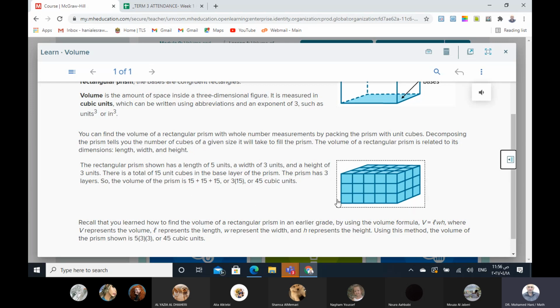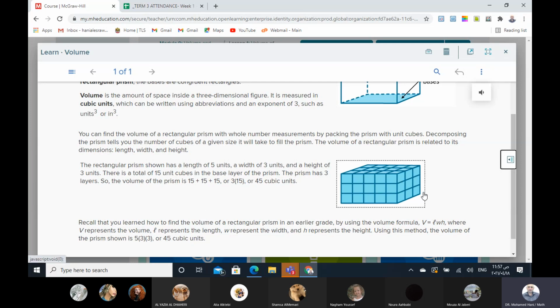For example, we have here this rectangular prism. The rectangular prism shown has a length of 5 units. As you see here, we have 1, 2, 3, 4, 5. So the length is 5 units, and the width is 3 units. This is the width: 1, 2, 3. So we have 3 units and a height of 3 units. As you see here, we have the height here. We have 1, 2, 3 units.